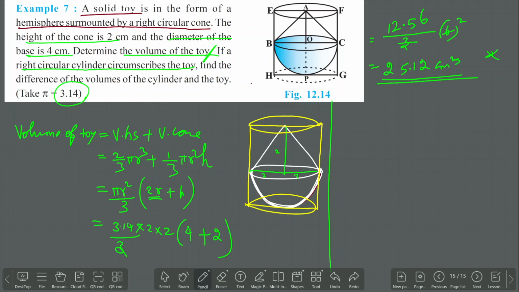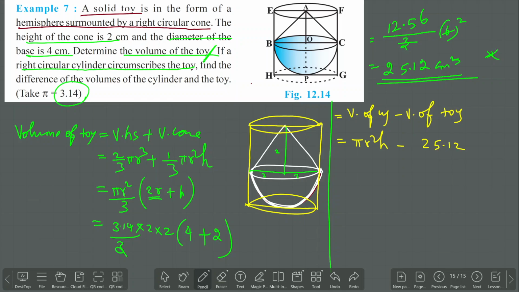And find the difference between the volume of the cylinder and the toy. The toy volume we already have. Cylinder volume minus toy volume, because the toy is smaller than the cylinder. Am I right? Because inside the cylinder only the toy is there. So volume of cylinder minus volume of toy, that is what they asked. Volume of cylinder is pi r square h, volume of toy is 25.12.